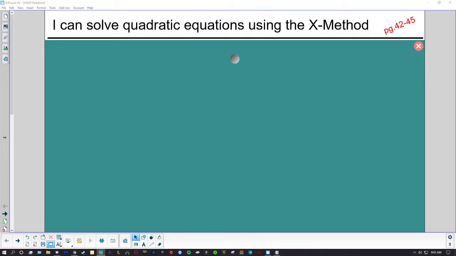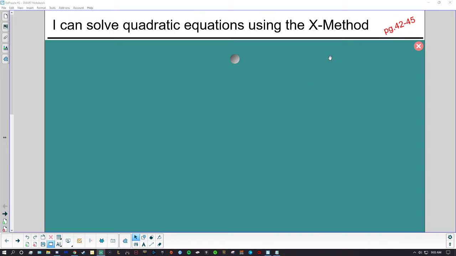Algebra 2, welcome to your first day of your Solving Quadratics playlist. Our standard is I can solve quadratic equations using the X method. Make sure you open up your notes to pages 42 to 45 and find a place in that page range to copy down these two problems. Make sure you are taking pictures at the end of each day and submitting them so that you can get your attendance and your credit.